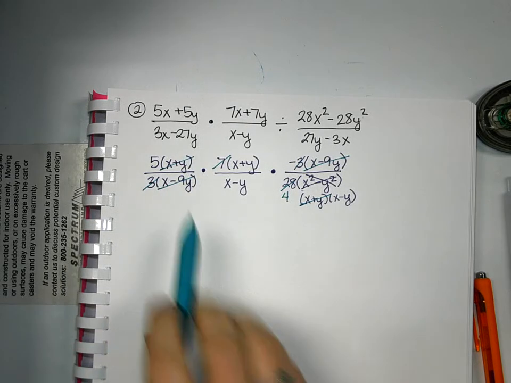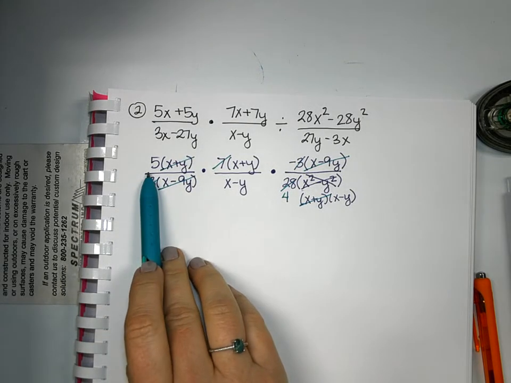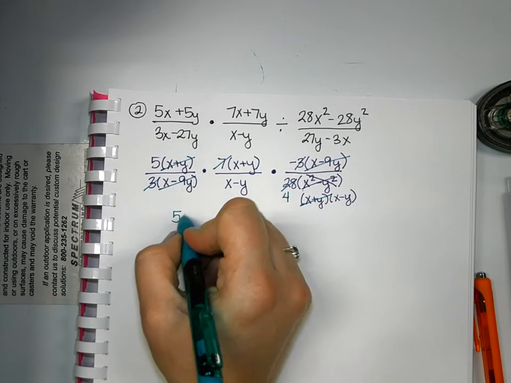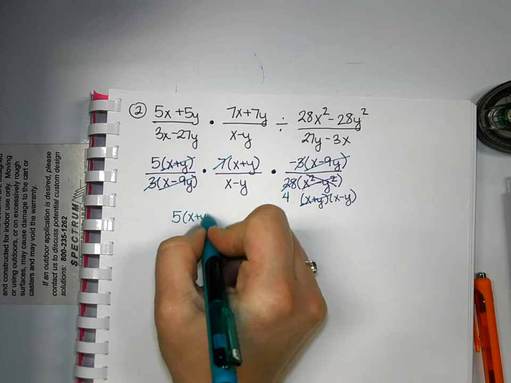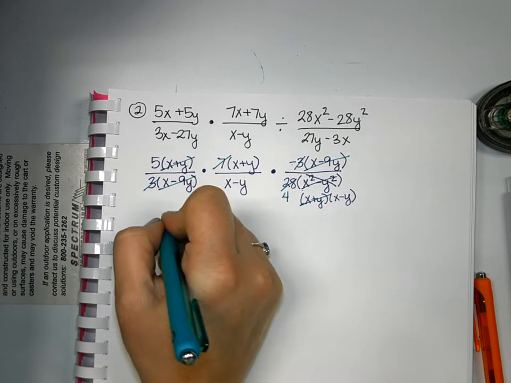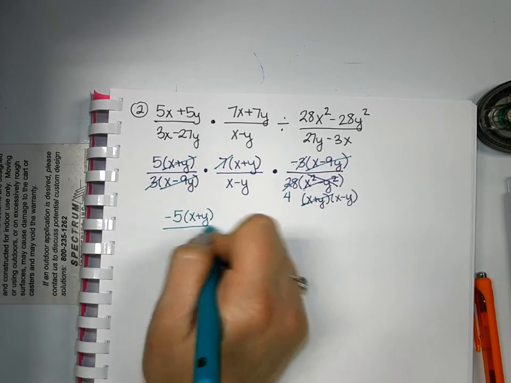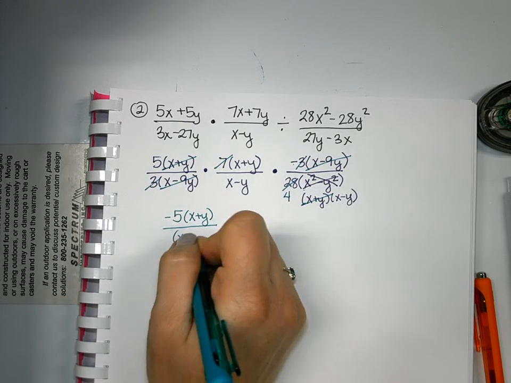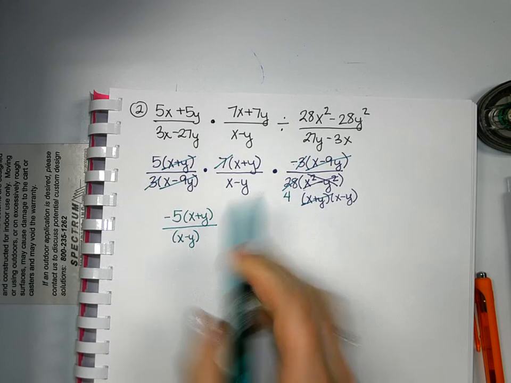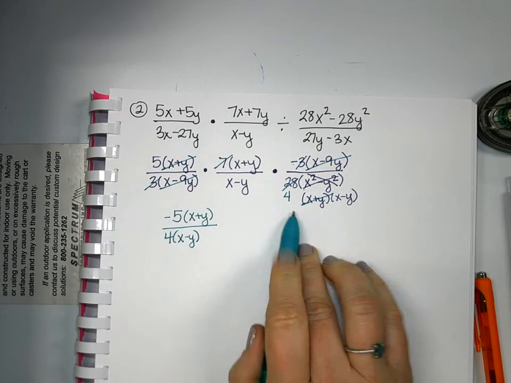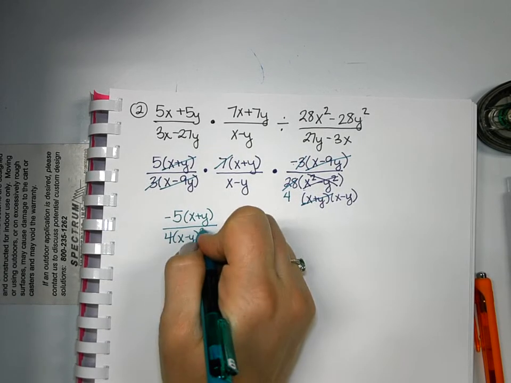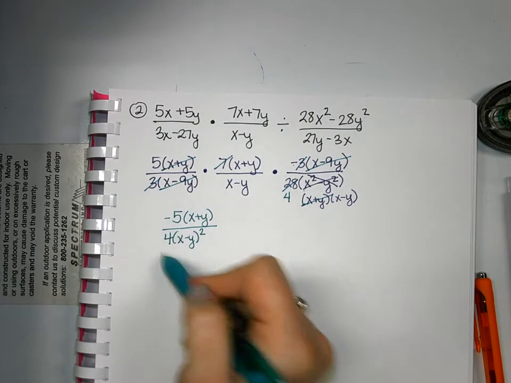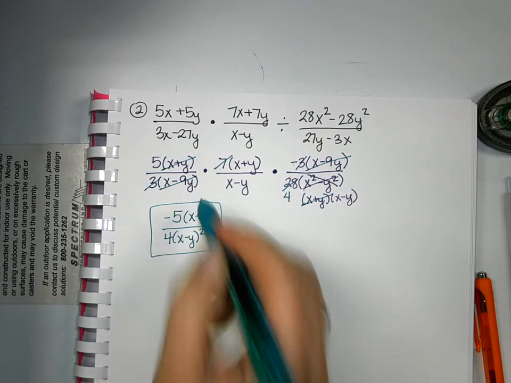So I'm going to look to see what I have not crossed off on top. So on top I have a 5, as well as an x plus y, as well as a negative. So I have to keep that negative up there. On the bottom I have an x minus y, and I have a 4, and I have another x minus y, so I'm going to put an x minus y squared. Nothing is in common, so I am done.